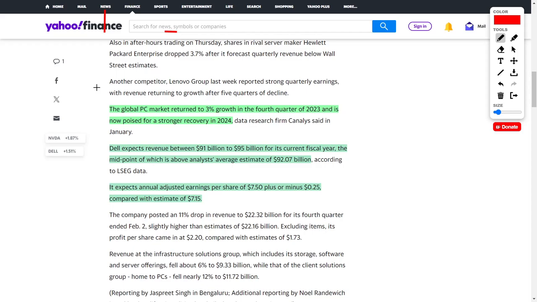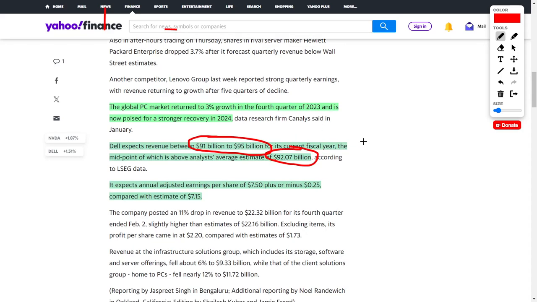This is why Dell specifically is anticipating that their revenues for their fiscal year will come in between $91 billion and $95 billion. And this is very good news, because this actually beats analysts' average estimate of $92.07 billion. So again, this is more great news for Dell.